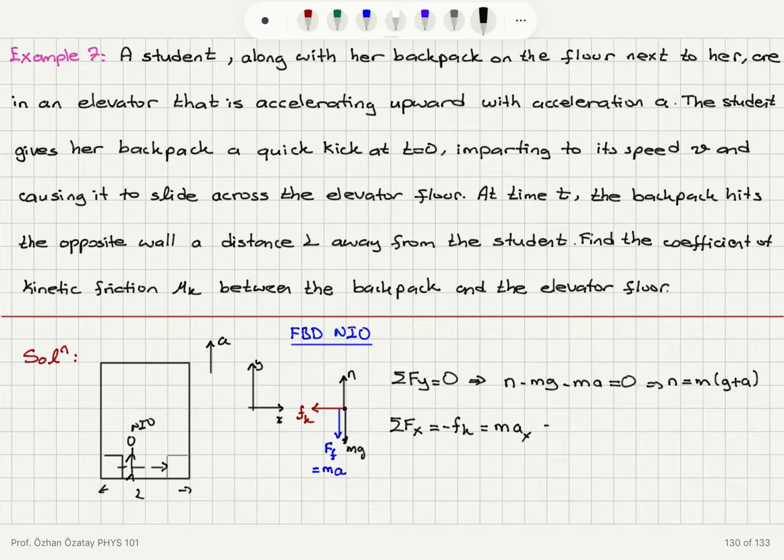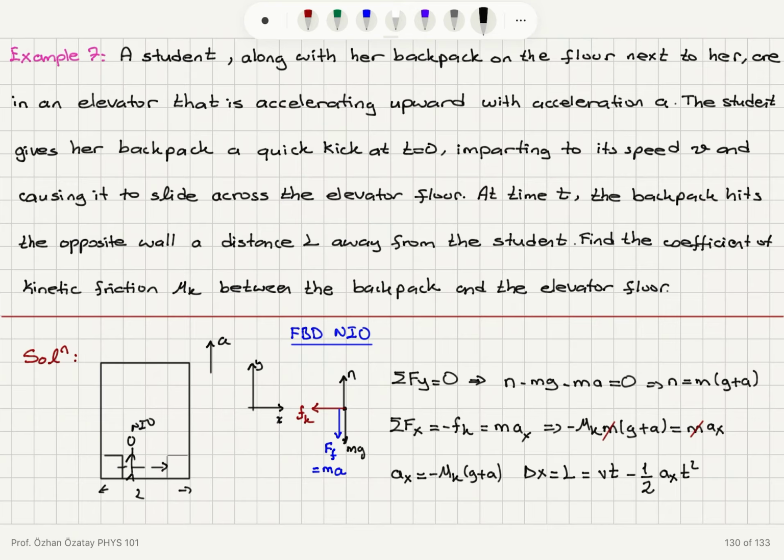So this is going to give us minus mu k times the normal force, minus mu k m times g plus a, is equal to mass times the acceleration. The m's cancel, and we find that the deceleration is minus mu k times g plus a. The distance we travel, delta x, is L. So the backpack travels a distance L. Starting at t equals 0 with speed v and performing constant acceleration motion, the distance traveled equals v times t minus 1 over 2 a x t squared.